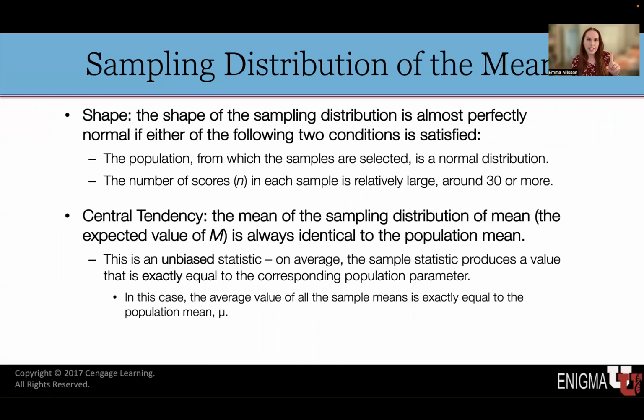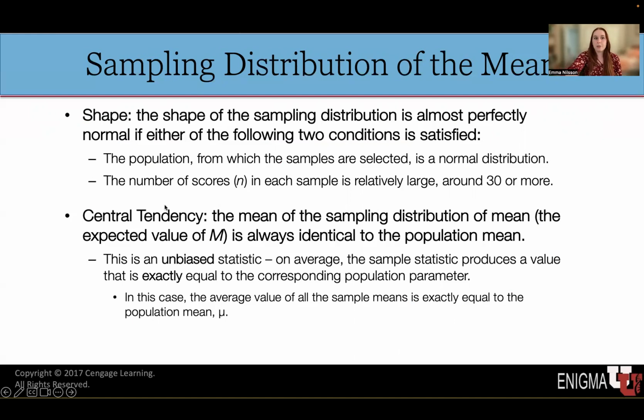Number one, if the population from which the samples were selected is a normal distribution, then obviously the shape of the sampling distribution will also be normal. But even if the shape of the population distribution is not normal, even if it was positively skewed, if the number of scores in each sample is around 30 or more, then the sampling distribution will still approach normal. So that's about the shape.